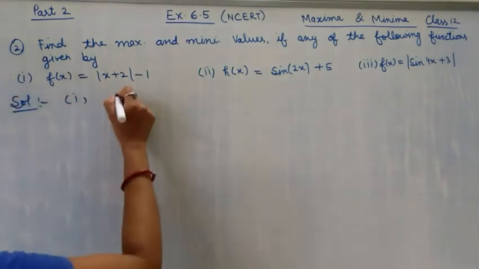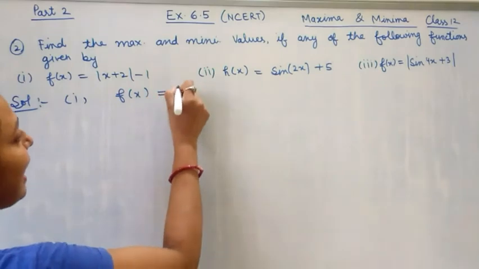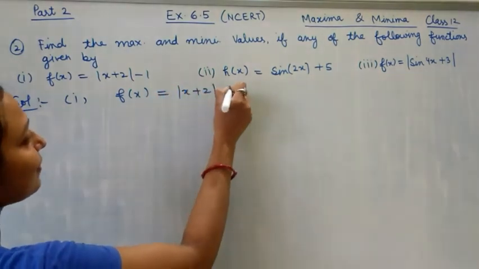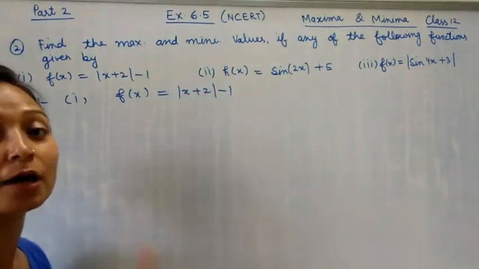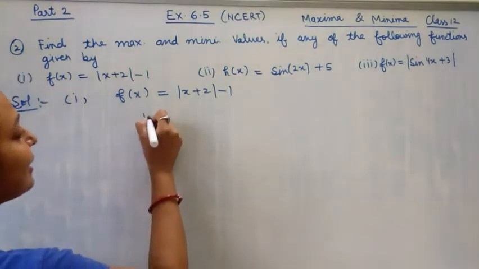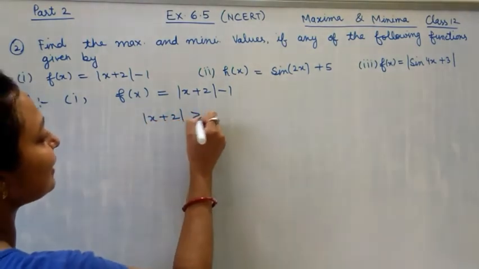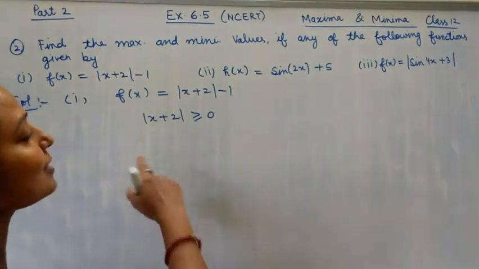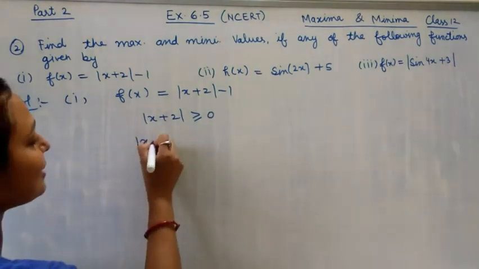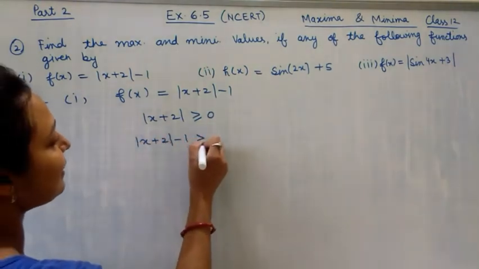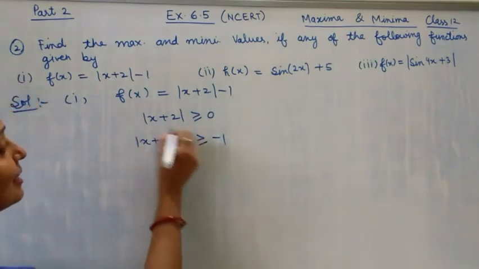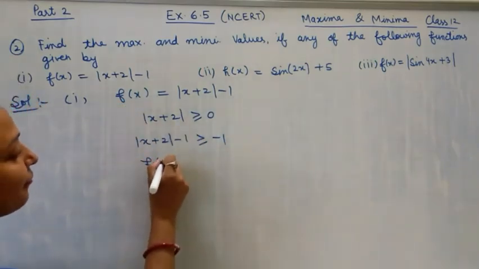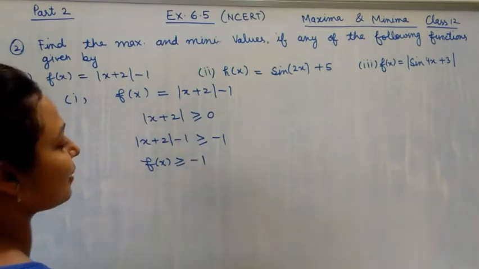What is that question? That function is given as |x + 2| − 1. First of all, modulus is always a positive quantity. So I will take it as |x + 2| is greater than or equal to 0, right? Now I subtract 1 on both sides. So |x + 2| − 1 is greater than or equal to −1. So this is the function f(x).